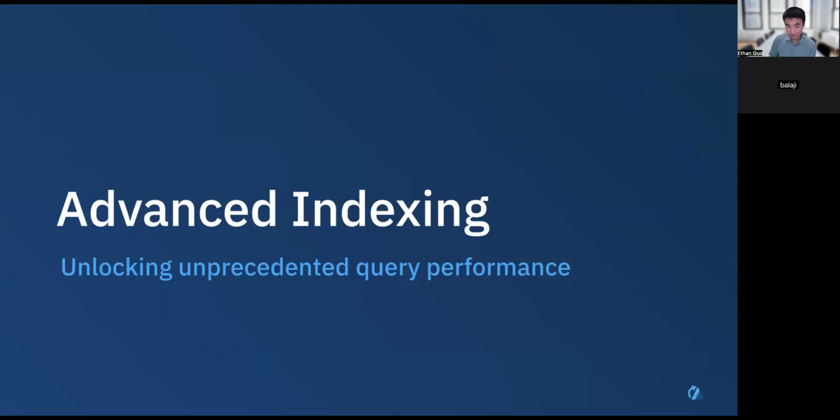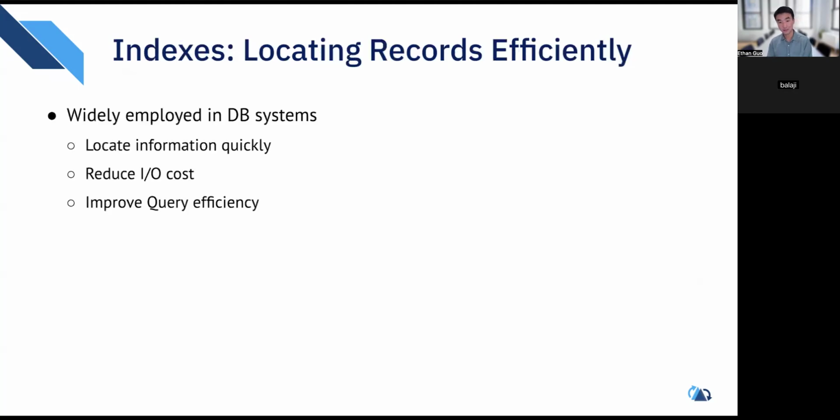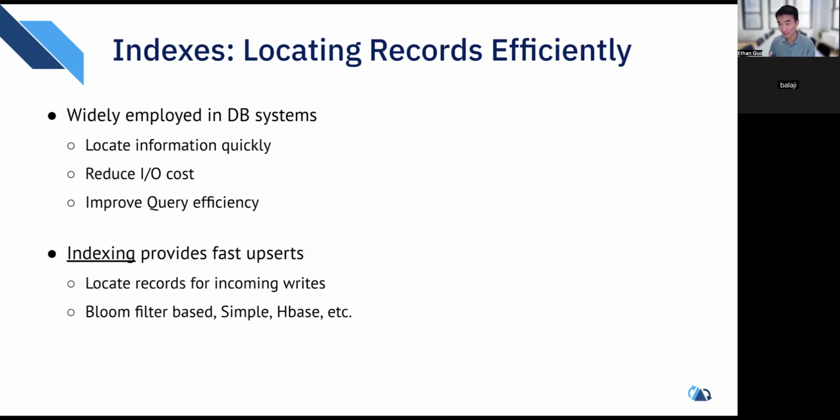Next, let me dive deep into how Hudi 1.0 unlocks unprecedented query performance with advanced indexing. Indexes are widely employed in database systems, as you all know, such as relational DBMS and data warehouses, to locate information quickly. This is similar to how an index page at the end of a book helps you locate information. In data systems, such indexes are used to reduce I/O costs and commonly used to improve query performance. Hudi uses indexes to locate records efficiently and do fast upserts.